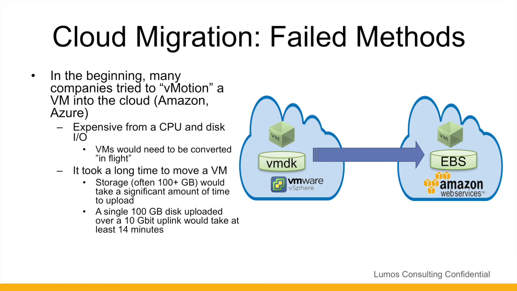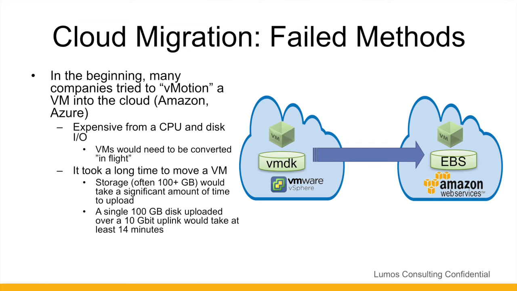Well, they essentially want to take a virtual machine and migrate it into Amazon unchanged, or at least from a virtual machine perspective. The same virtual machine that was running on VMware is now in Amazon. Now, technically it is possible to do, but it has been abandoned by every vendor for a couple of reasons. One is that it's expensive from a CPU and disk I/O perspective. The VMs need to be converted in flight or need to be stopped. The conversion needs to be done.